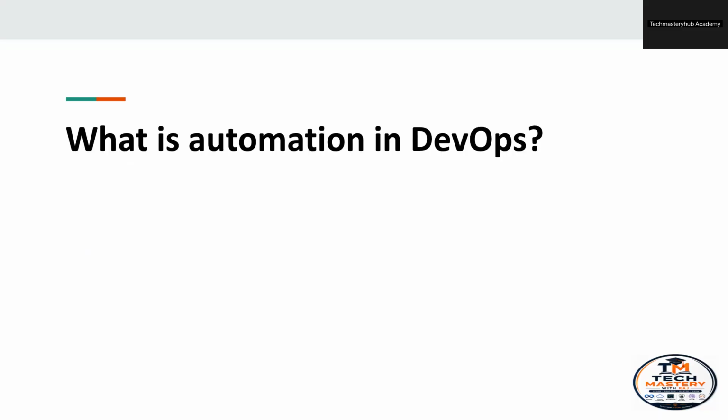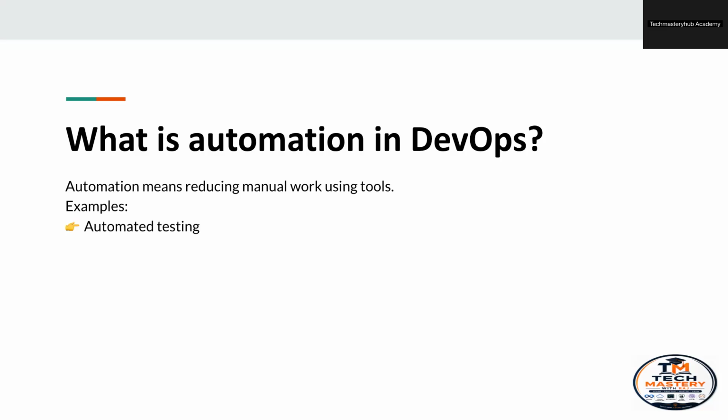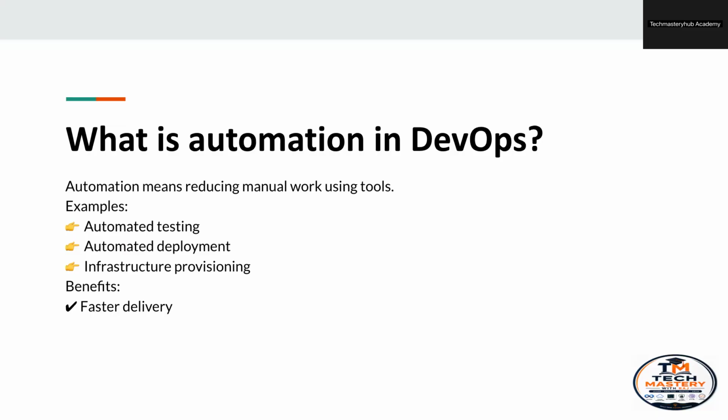Okay, so the next question is, what is automation in DevOps? Automation means reducing manual work using tools. For example, automated testing, automated deployment, infrastructure provisioning. So what are the benefits of automation? Faster delivery, fewer errors, and consistency. These are the benefits of automation.